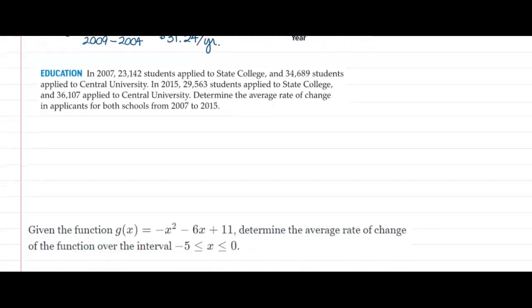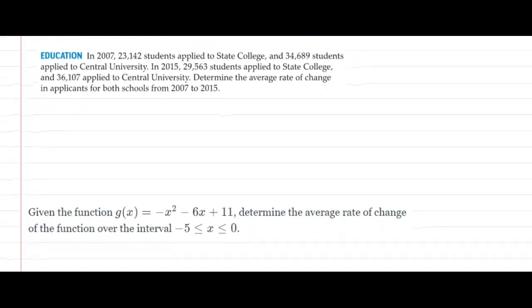Sometimes we won't have a picture. We'll just be given information in a word problem like this. Don't panic. We still know that we want to go from 2007 to 2015. So that's going to be our range of dates. So since we want to find the rate of change for both schools, let's just do two separate problems. On the left, we'll have State College. And on the right, we'll have Central University.